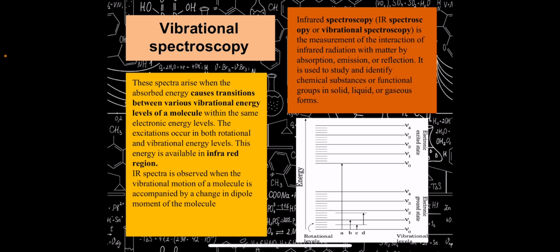Vibrational spectroscopy. These spectra arise when the absorbed energy causes transitions between various vibrational energy levels of a molecule within the same electronic energy levels. The excitations occur in both rotational and vibrational energy levels. This energy is available in the infrared region. So that's why it is also called infrared spectroscopy.